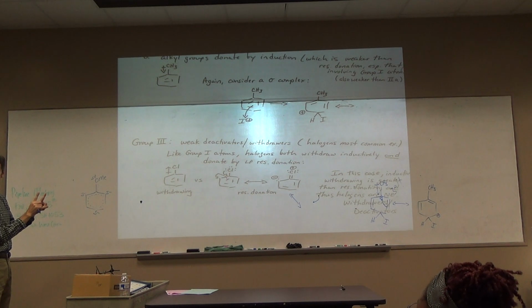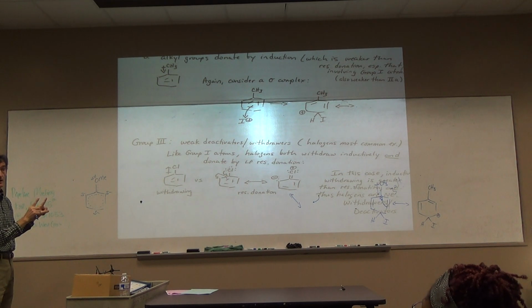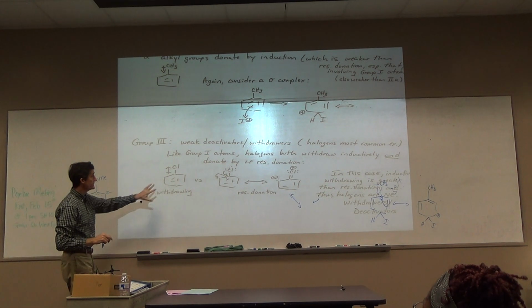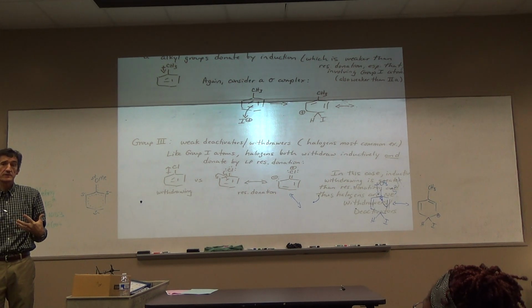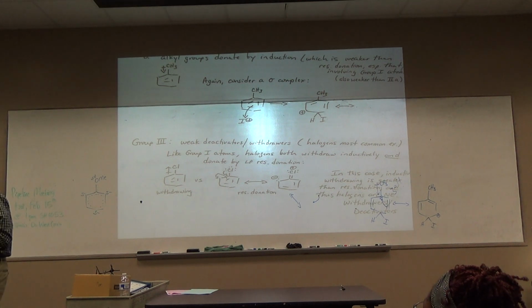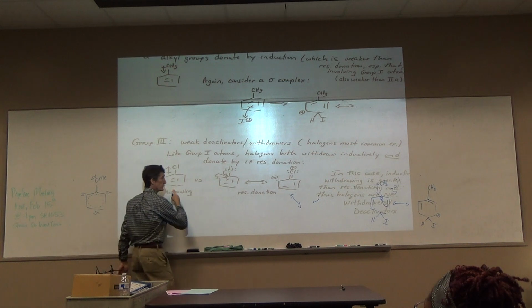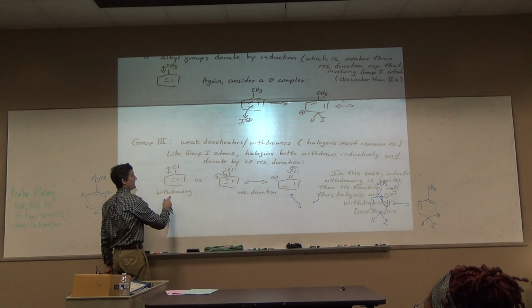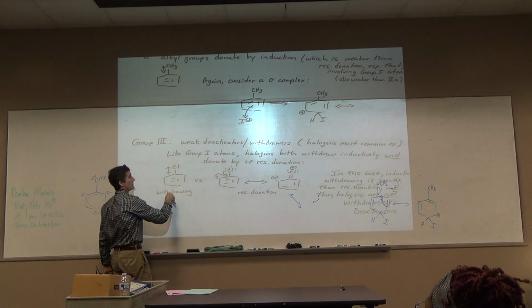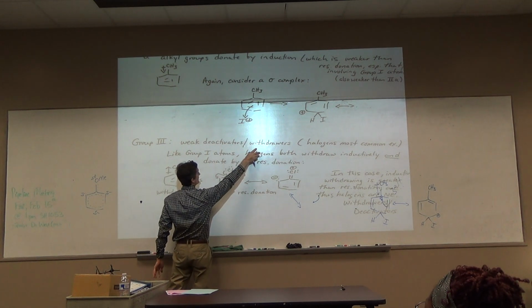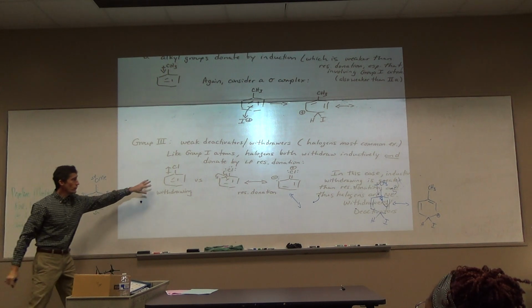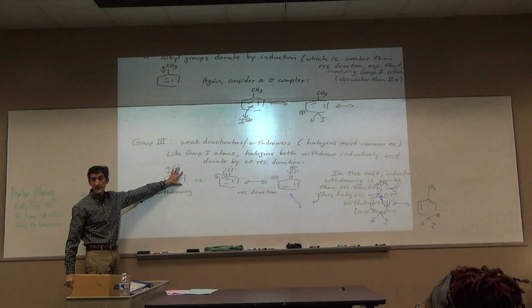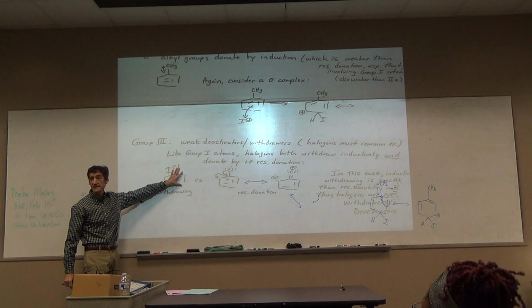But which is the major effect with halogens? The induction. With halogens, the induction is the major effect because halogens are so much more electronegative that effect is greater. Since this effect is greater than this effect, it's a net withdrawer. And thus it's deactivated. Chlorobenzene is less reactive than benzene towards an EAS reaction.